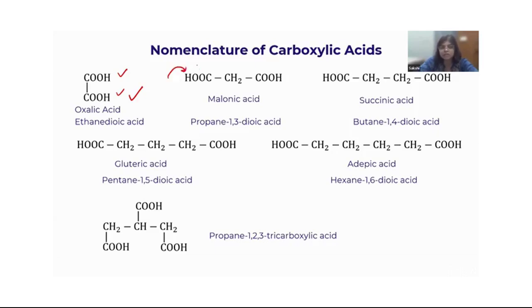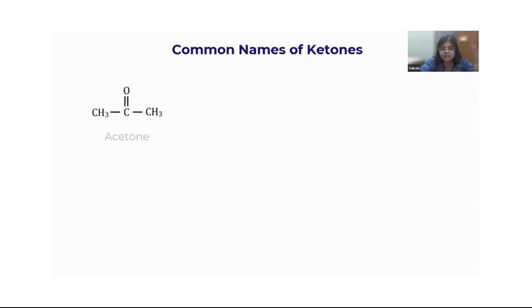Now this is malonic acid, which is propane-1,3-dioic acid. This is succinic acid. This is glutaric acid. This is adipic acid, which has 6 carbon atoms and is hexane-1,6-dioic acid. Di means there are 2 carboxylic groups. Next we have propane-1,2,3-tricarboxylic acid. These acids are very important. You should know the structures and names of these acids.